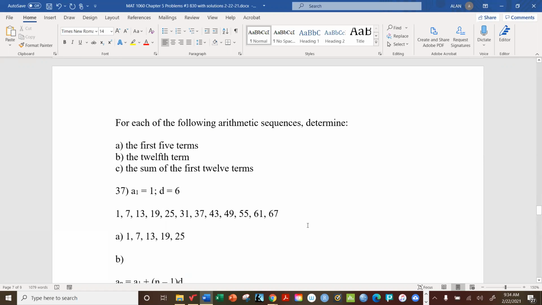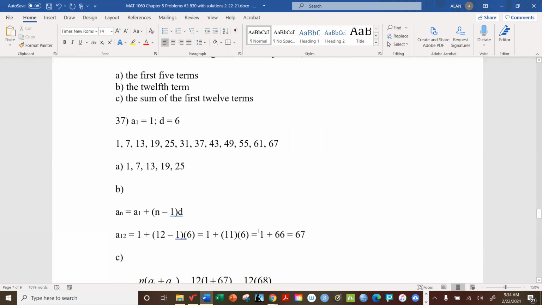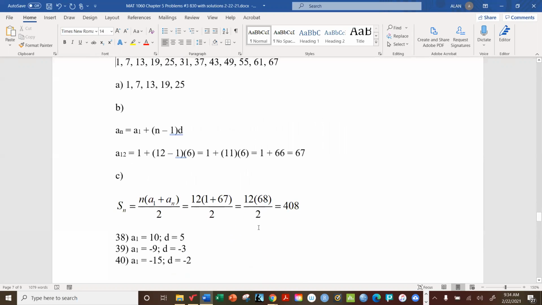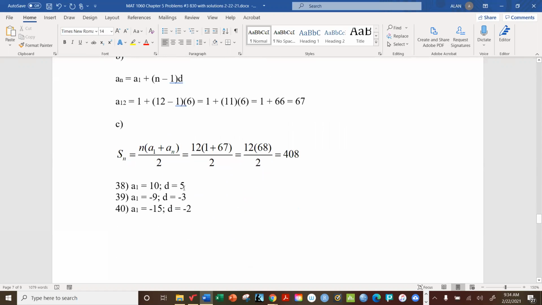So this way you can start by writing them out if you want to. But remember, we only need the first 5. Then you look for the 12th term, and then you look for the sum of the first 12. All right, so we'll do it that way each time. So for this one, we got 10, 15.